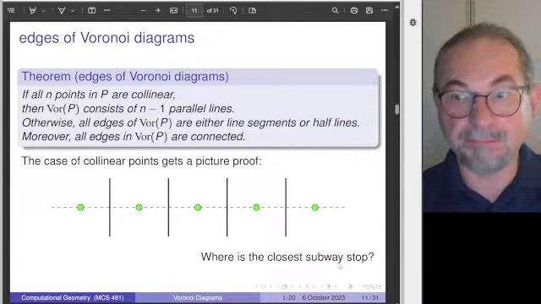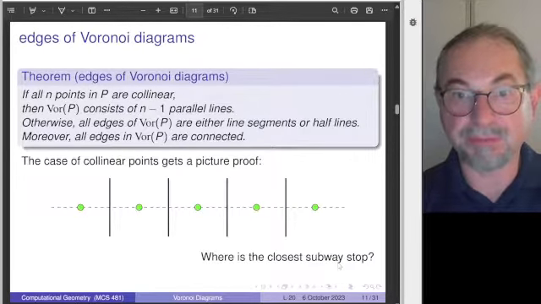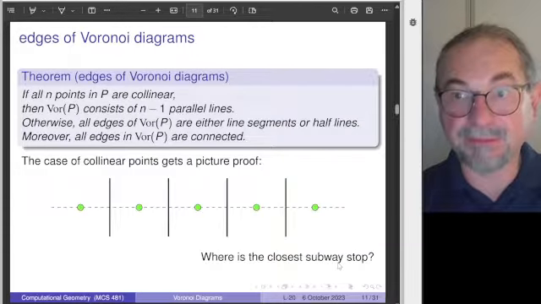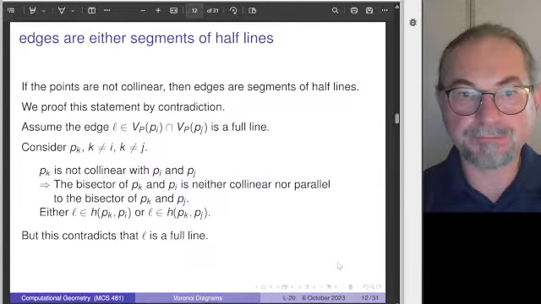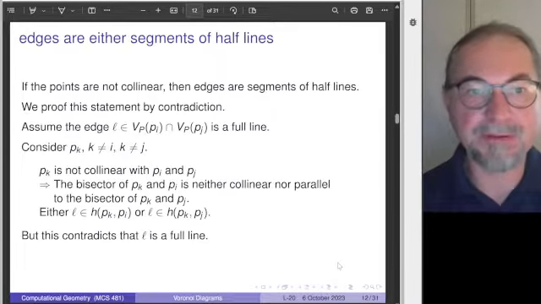What are the boundaries of the cells? So every Voronoi cell is then either bounded by a line segment or a half line. And there is the connectivity, which will then also be exploited when we get to algorithms. Okay, so let's prove this statement.